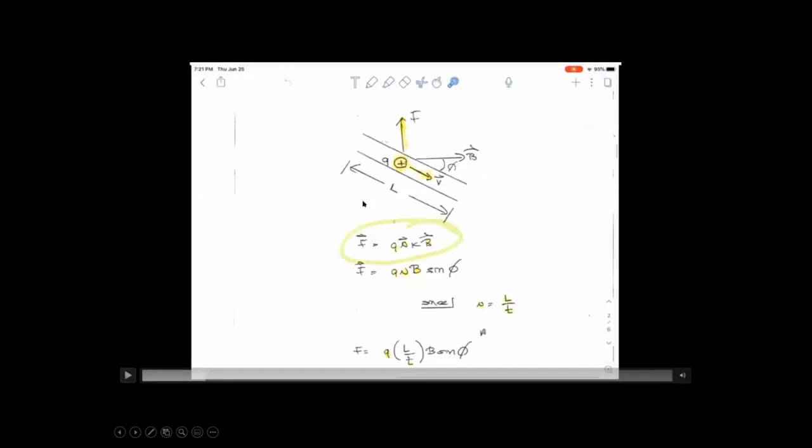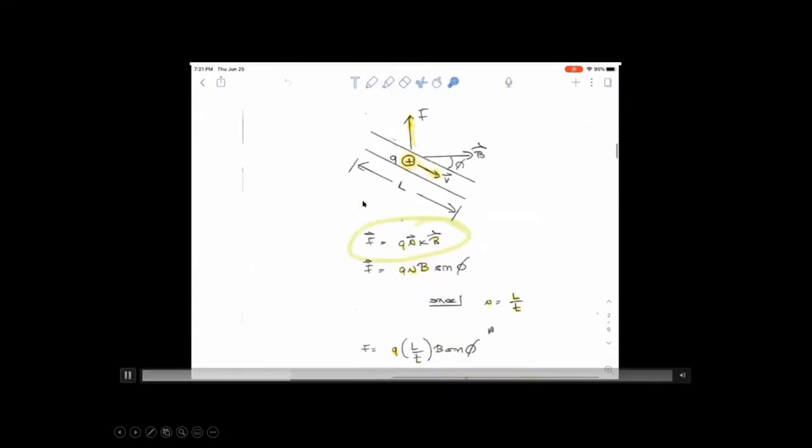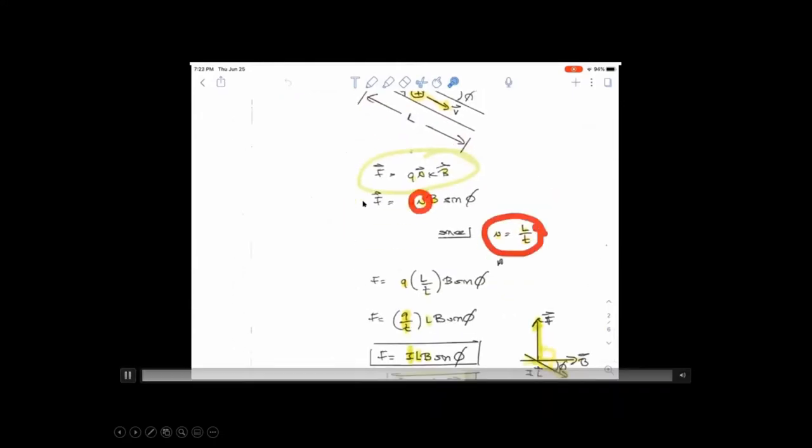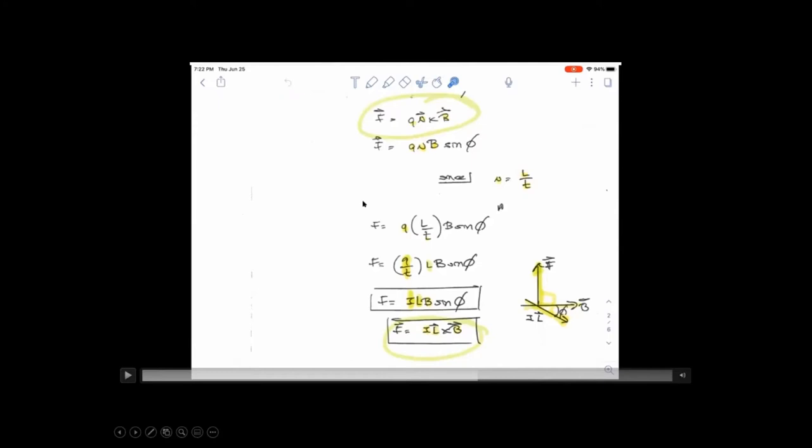All right, so which means that for a single charge experiencing a magnetic force, instead of using a single charge, through a little bit of algebra, we can come up with this equation. This is a single charge moving at this velocity relative to an external magnetic field, and it is going to experience a force which is 90 degrees to the velocity vector as well as the magnetic field vector.